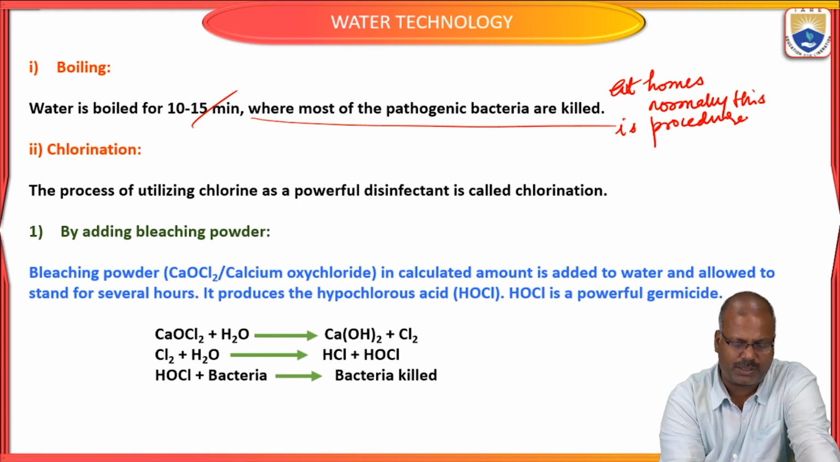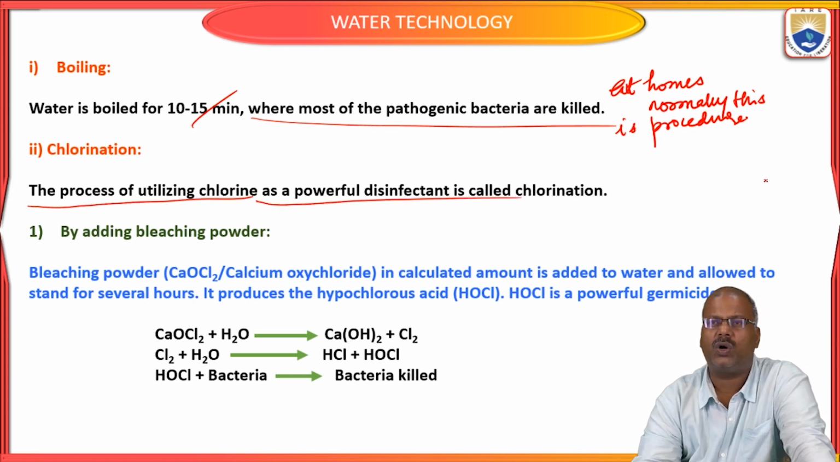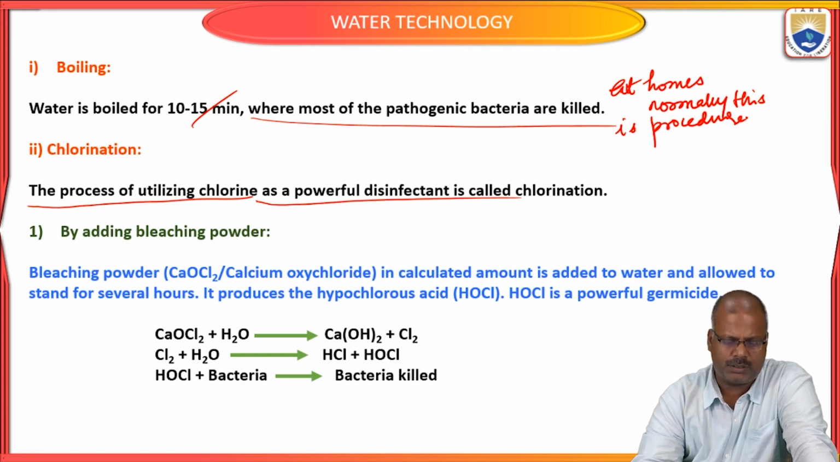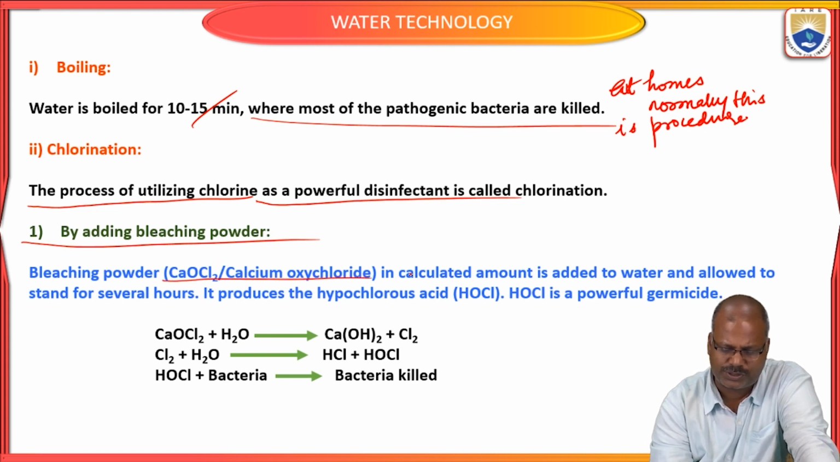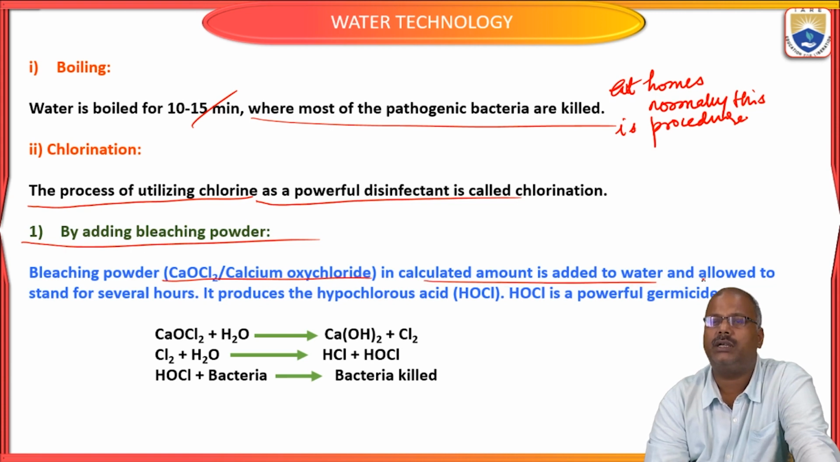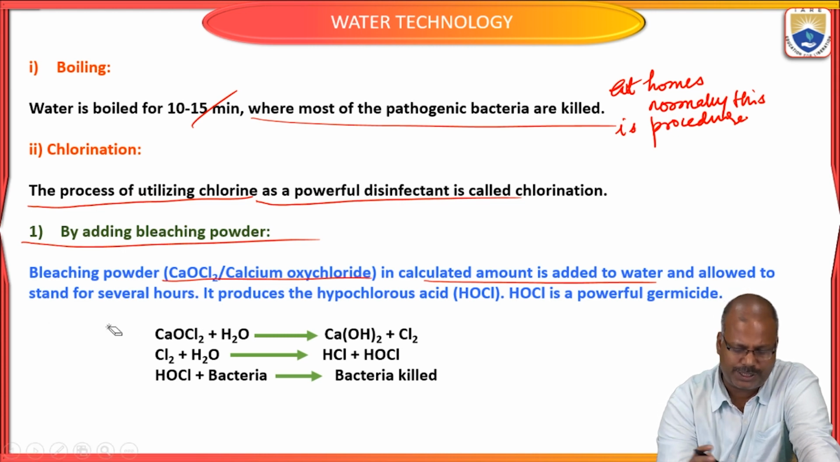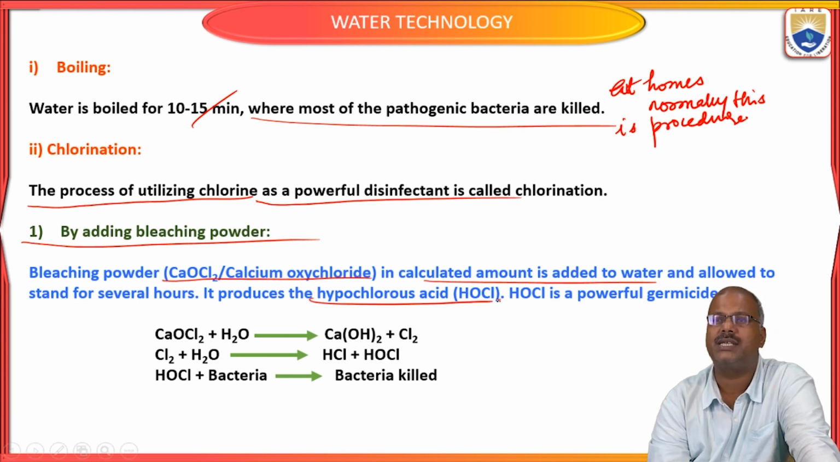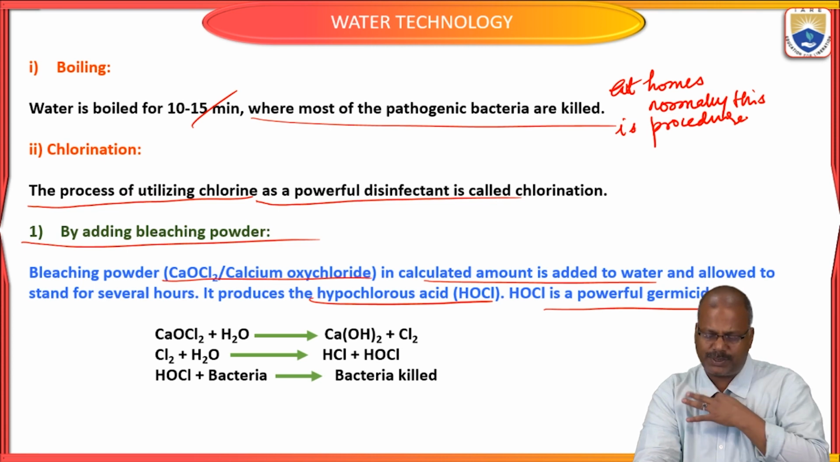So chlorination, the process of utilizing chlorine, which is a powerful disinfectant, is called chlorination. Under chlorination, first, by adding bleaching powder. Bleaching powder is nothing but calcium oxychloride. If you add it in a calculated amount to water and allow it to stand for several hours, it produces HOCl, hypochlorous acid, which is a powerful germicide. It kills germs, microorganisms and other bacteria present in water.